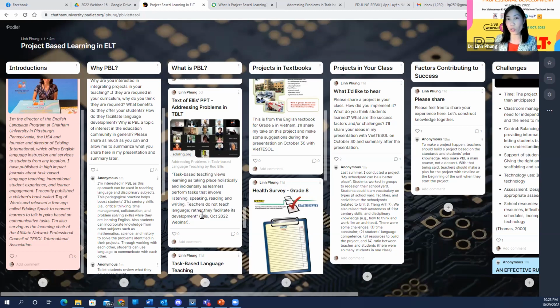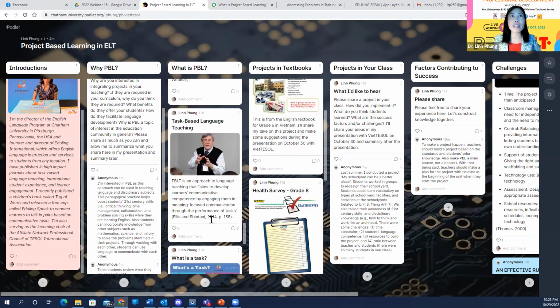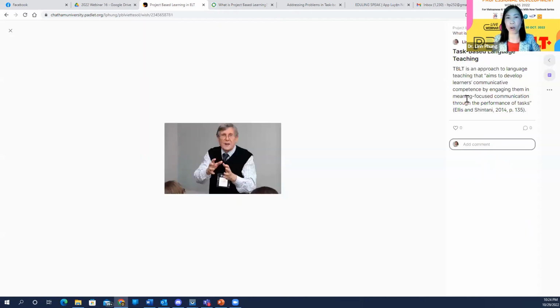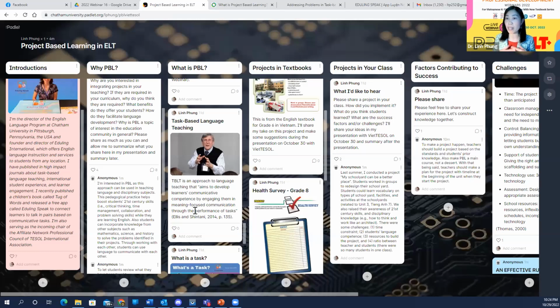So you can think of project-based learning as something similar as well, that you're not introducing grammatical rules or different functions of the language, but instead you present a project to the students, and through the process, they develop their language holistically and incidentally. Now, there is another definition of task-based language teaching here that I would like to show. The letters are a little bit small, but you have access to my Padlet. Task-based language teaching is an approach to language teaching that aims to develop learners' communicative competence by engaging them in meaning-focused communication through the performance of tasks. So again, tasks have to be the main units of instruction, right? The whole course has to be based on a series of tasks.